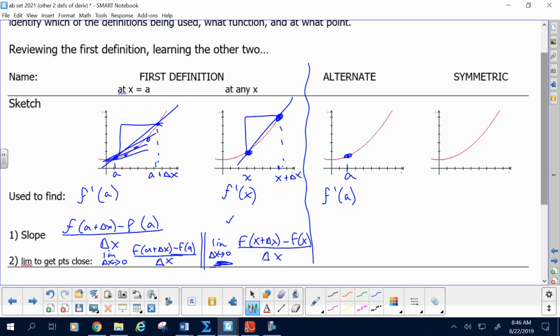Now here's the first place it gets a little different. Instead of using this delta x idea to go off to the side, they just say let this point be any old point on the curve. And any old point on the x-axis we could call x. And if I go up to the curve and draw a line through that, then this point is a, f of a, and this is x, f at x, just any old point on the curve.